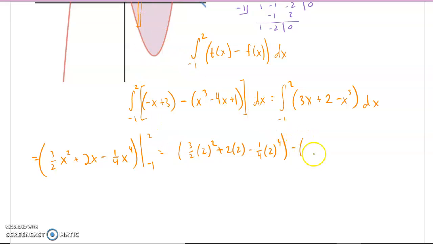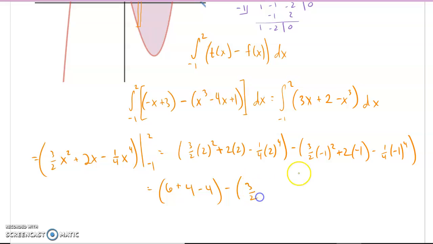Then we'll do the same with x equals negative 1. We'll have 3/2 times negative 1 squared plus 2 times negative 1 minus 1/4 times negative 1 to the 4th. Evaluating this, one of the 2's cancels out, and we're left with 6 plus 4. Two of the 2's cancel out, and we're left with a minus 4. Here, positive 1. Here's a negative 1. And here's a positive 1.